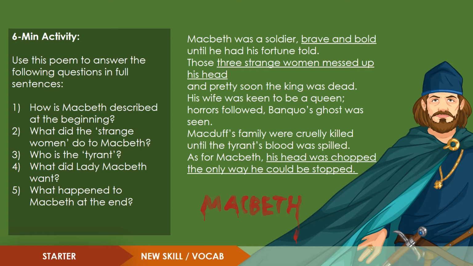Now, using this poem, I want you to answer these 5 questions in full sentences. Okay, so number 1, how is Macbeth described at the beginning? Number 2, what did the strange women do to Macbeth? Number 3, who is the tyrant? Number 4, what did Lady Macbeth want? And question 5, what happened to Macbeth at the end? This task should take no more than 6 minutes.